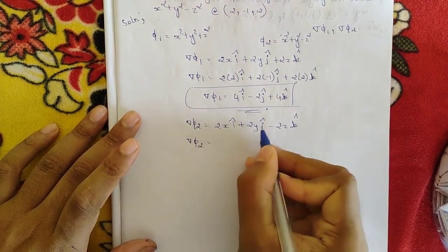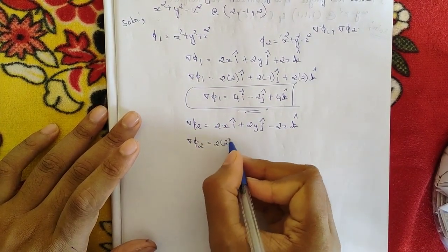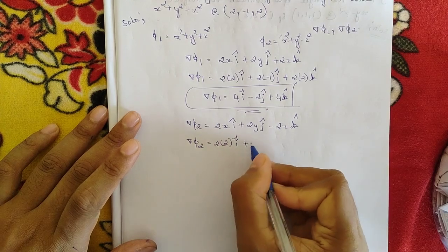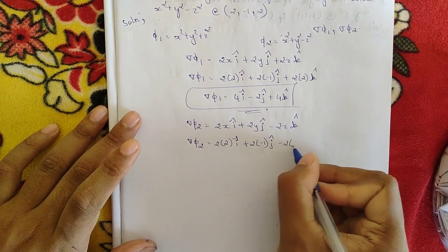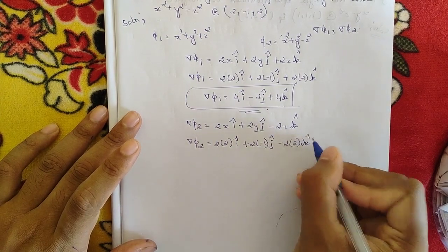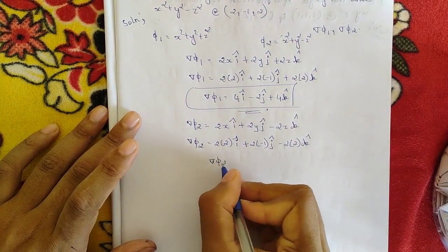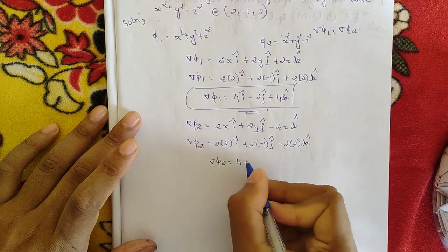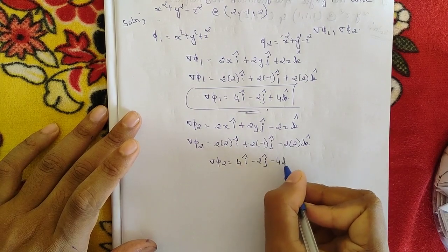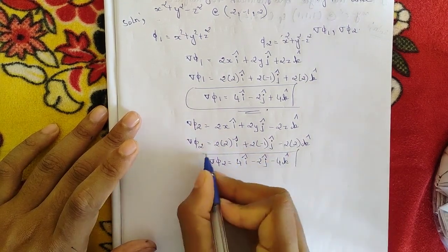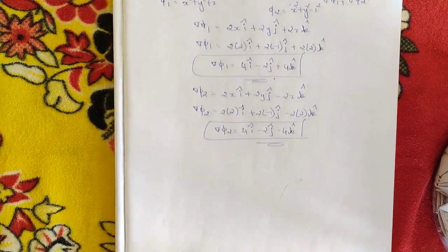Now substitute the value of x, y, z. So 2 into 2 i cap plus 2 into minus 1 j cap minus 2 into 2 k cap. Okay, so our answer of del phi 2 is equal to 4 i cap minus 2 j cap minus 4 k cap. Okay, so this is the answer of del phi 2.